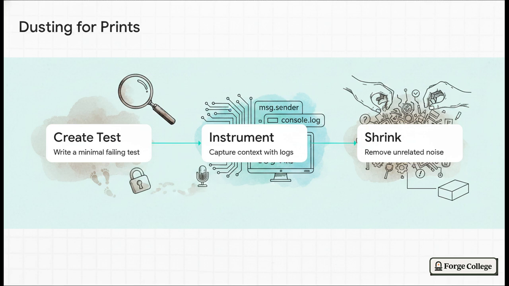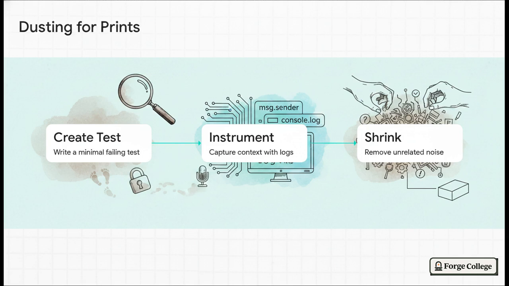If the test unexpectedly passes, meaning the transaction didn't revert when it was supposed to, boom, we've successfully reproduced the bypass. Second, we instrument the calls. This means we add targeted console.log statements or emit events to capture who msg.sender and tx.origin actually are at the exact moment of the call.